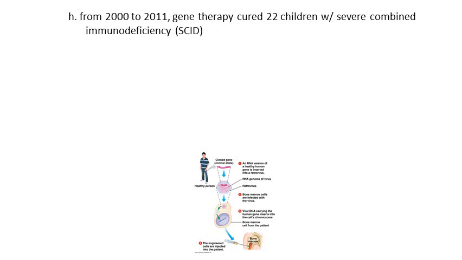Something like this was tried with SCID from 2000 till 2011. Gene therapy had cured 22 children with severe combined immunodeficiency, SCID. There were, however, 4 of the participants that ended up developing leukemia, and that's because this gene was inserted near an oncogene, and so there was overproduction and out-of-control cell growth. One individual did die after the inserted gene turned some of the blood cells cancerous.